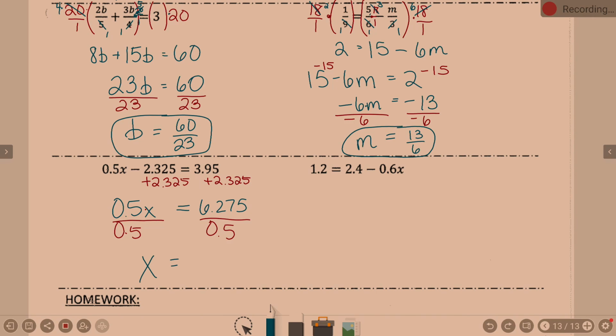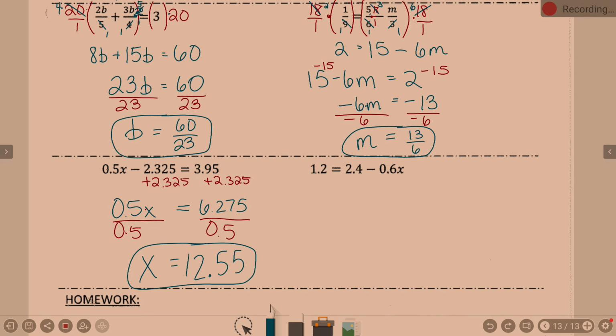6.275 divided by 0.5 gives exactly 12.55. Keep in mind, David's not supposed to be answering. You guys can answer. Enough with the noises.